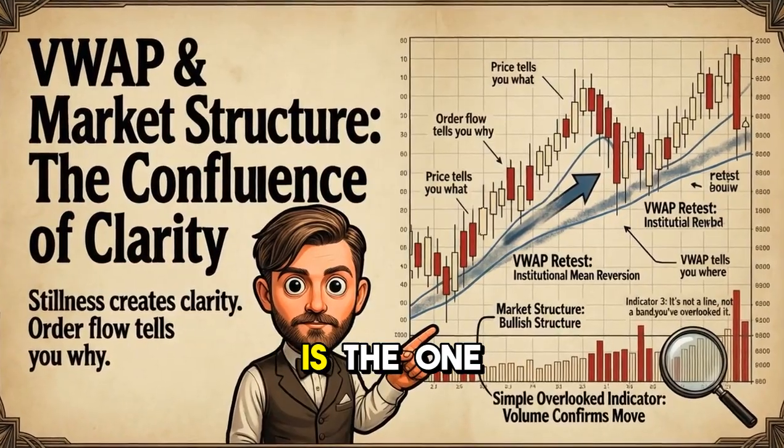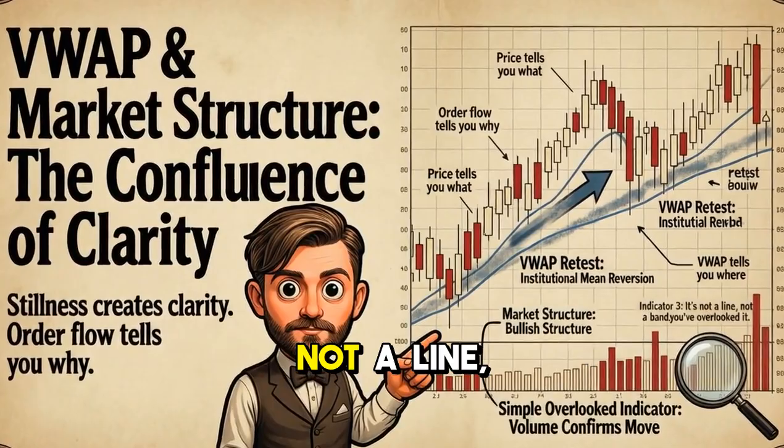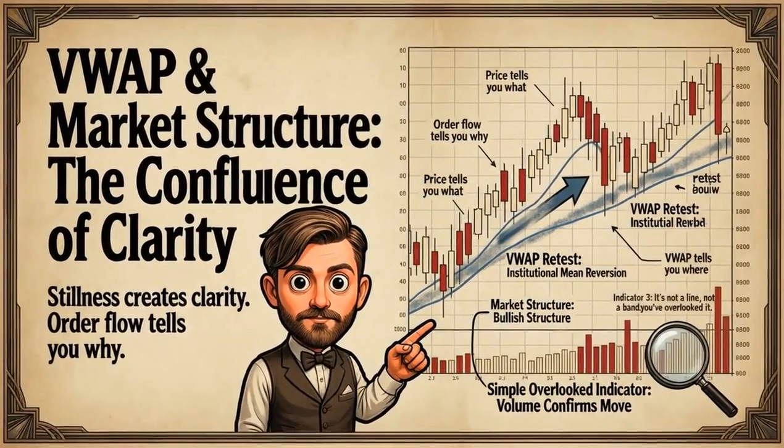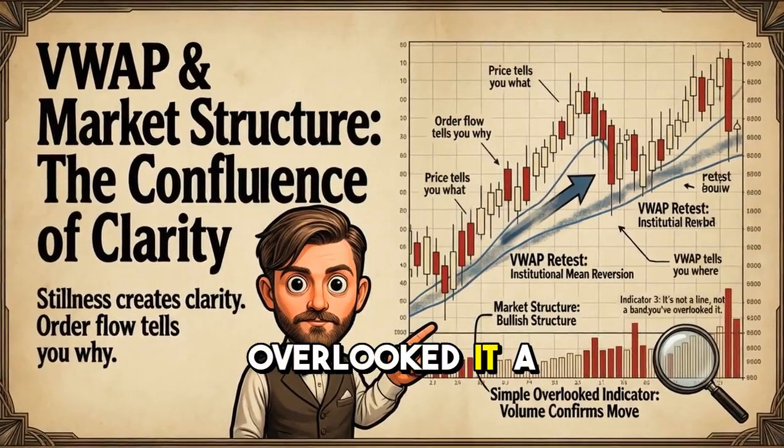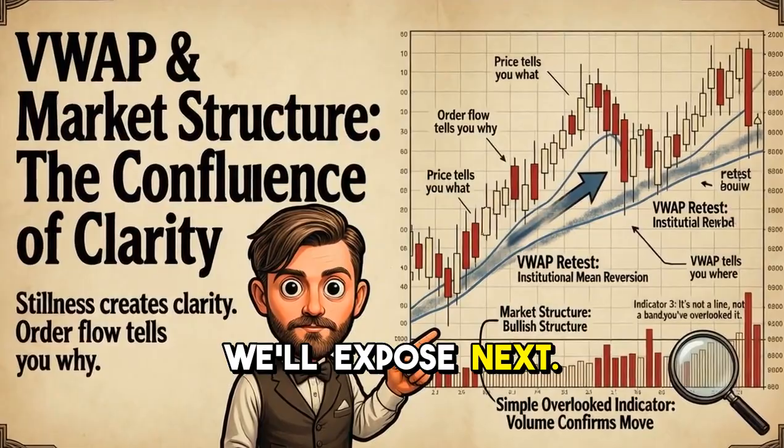But indicator number 3 is the one that surprises even professional traders. It's not a line, not a band. It's something so simple you've overlooked it 100 times. And that's exactly what we'll expose next.